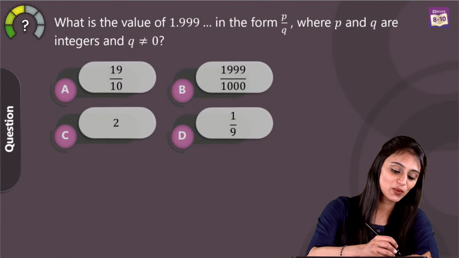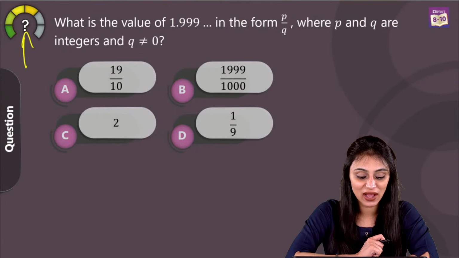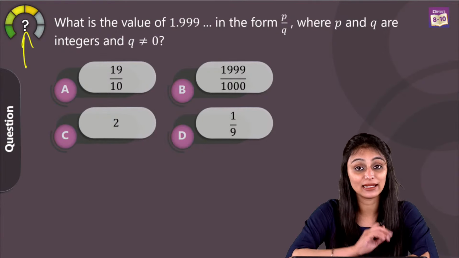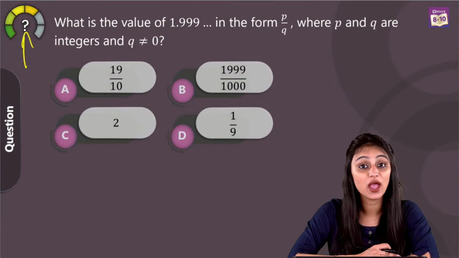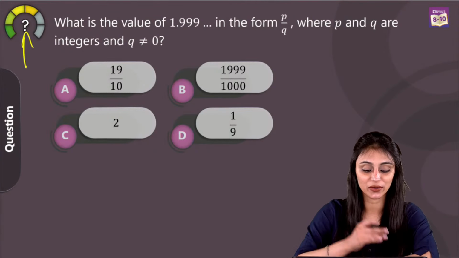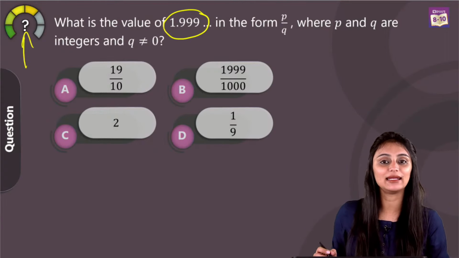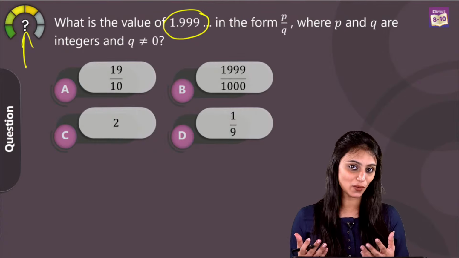Okay. So here we can see that this question is a moderate level one. Alright. So what is the value of 1.9999 and so on in the form of P by Q, where P and Q are integers and Q is not equal to 0. We have 4 options over here. So can you see that this number 1.9999, we have to write this in P by Q form, right?